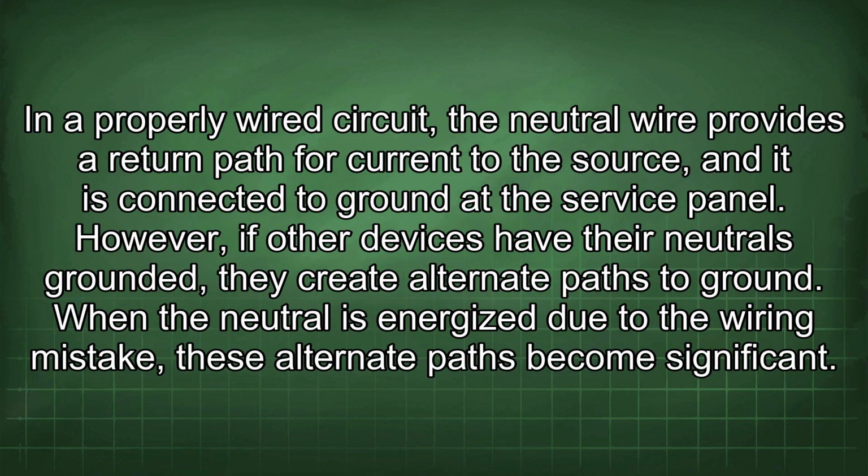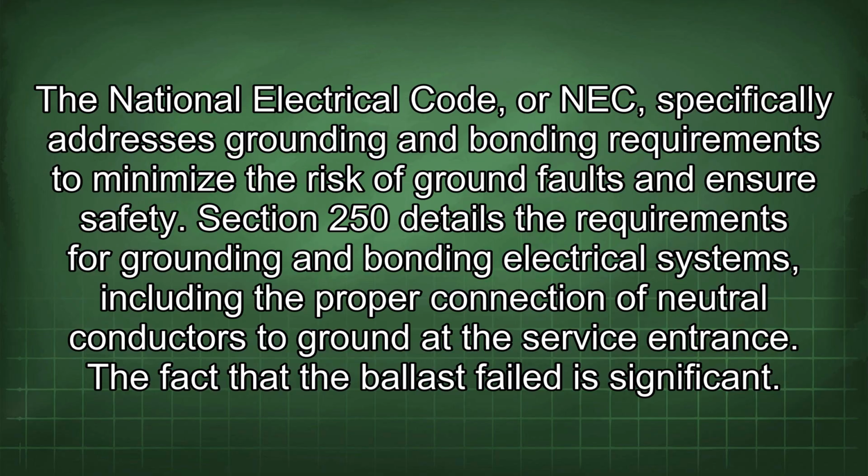In a properly wired circuit, the neutral wire provides a return path for current to the source, and it is connected to ground at the service panel. However, if other devices have their neutrals grounded, they create alternate paths to ground. When the neutral is energized due to the wiring mistake, these alternate paths become significant. The National Electrical Code, or NEC, specifically addresses grounding and bonding requirements to minimize the risk of ground faults and ensure safety. Section 250 details the requirements for grounding and bonding electrical systems, including the proper connection of neutral conductors to ground at the service entrance.